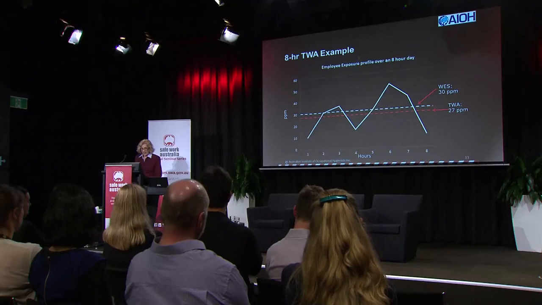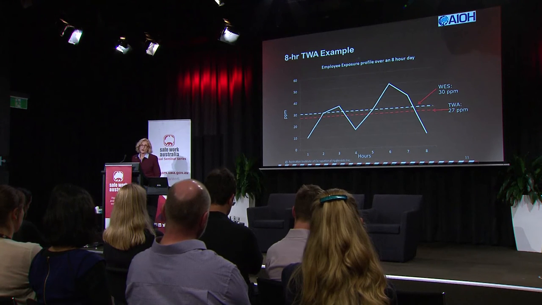In this case, the TWA exposure standard is in fact 30 parts per million. Remember, the exposure standards are not hard and fast rules of satisfactory or unsatisfactory. So because the result here of 27 is very close to 30 parts per million, the exposure is actually too high. And various controls would need to be used in order to reduce that exposure to at least half of the exposure standard value.